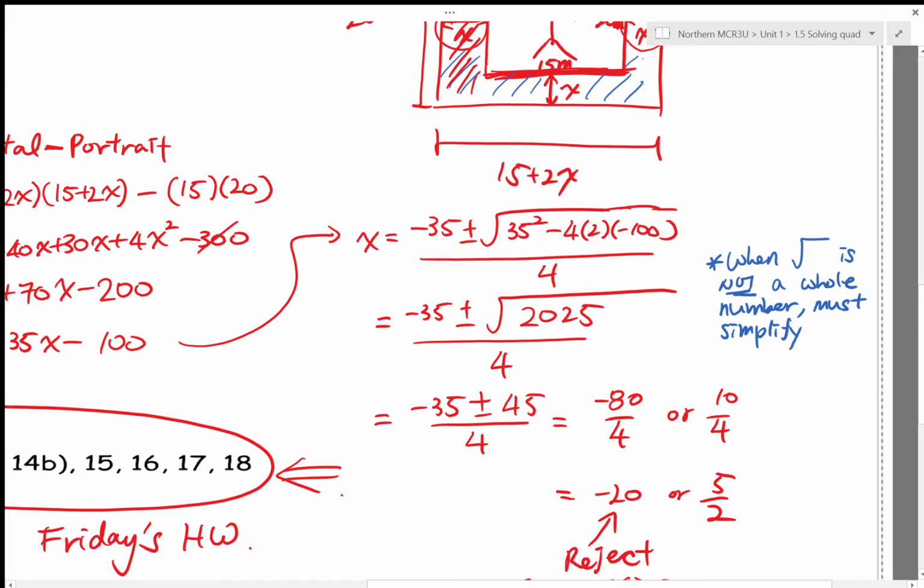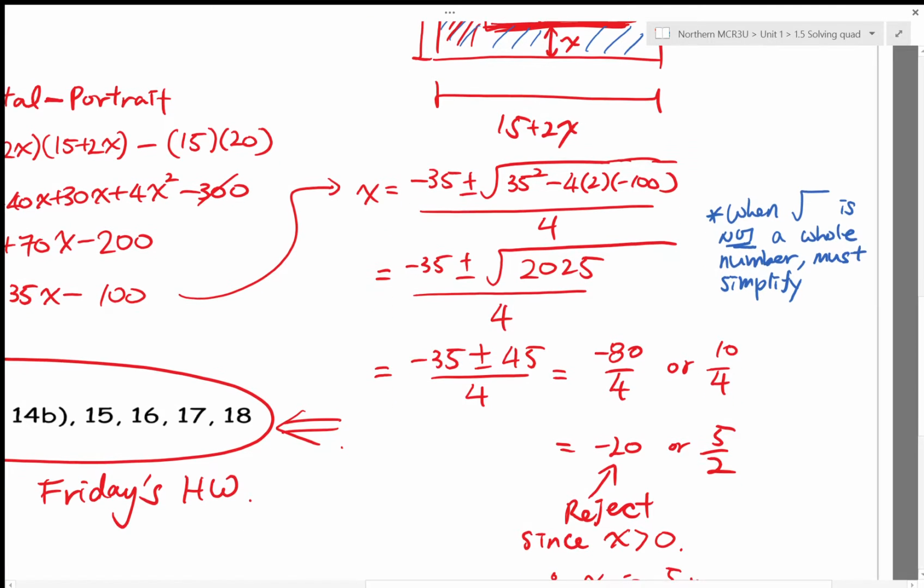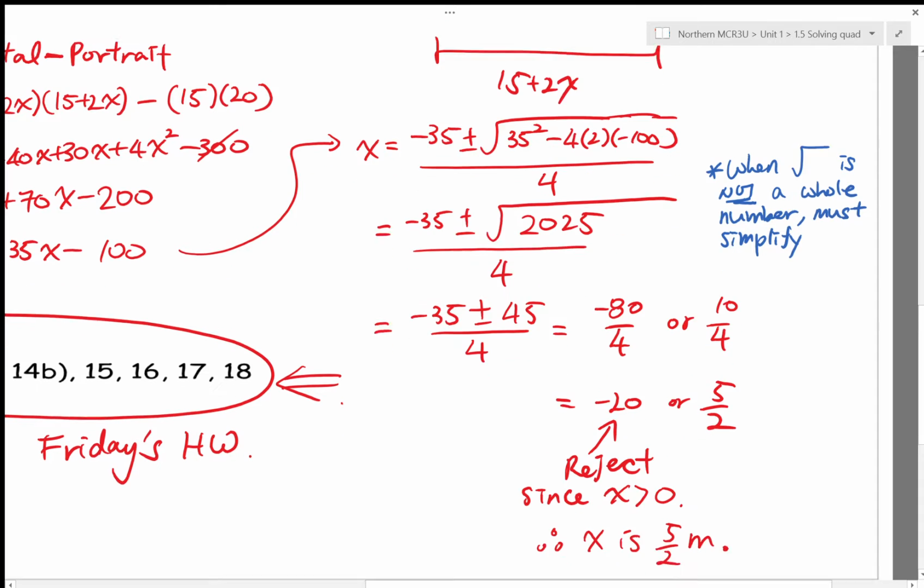Once you calculate it, you will have 2025 inside of the square root, and that happens to be 45. So this means that you have negative 35 plus 45 or negative 35 minus 45. This is the negative 35 minus 45 piece, and this is the negative 35 plus 45 piece. Once you simplify them, the first one becomes negative 20 and the second one becomes 5 over 2.